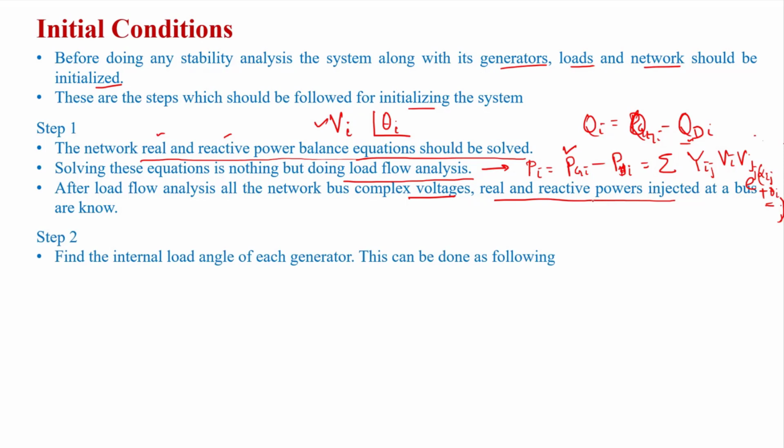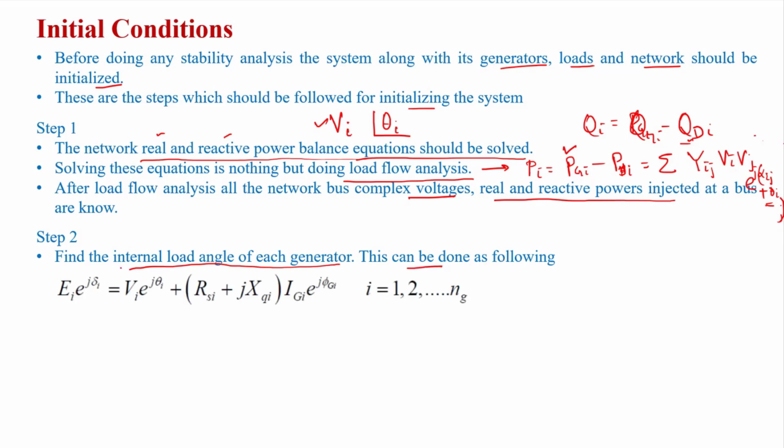Okay, then step 2. So in step 2, what do we do? We'll find the internal load angle of each generator. So how will we find this? We know the equation of internal EMF. The equation for internal EMF we already derived in the common reference frame, that is Ei e^(jδi), for the ith generator, equal to Vi e^(jθi) plus (Rsi + jXqi) into Igi e^(jφgi). φgi is the angle between the voltage and the current, right?